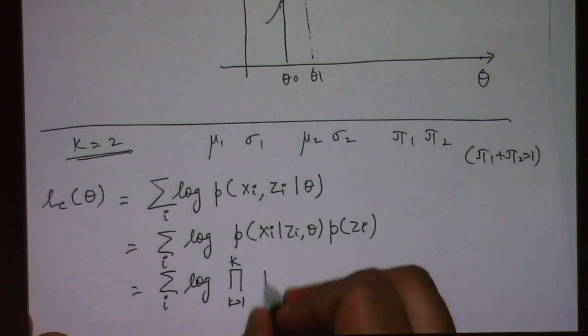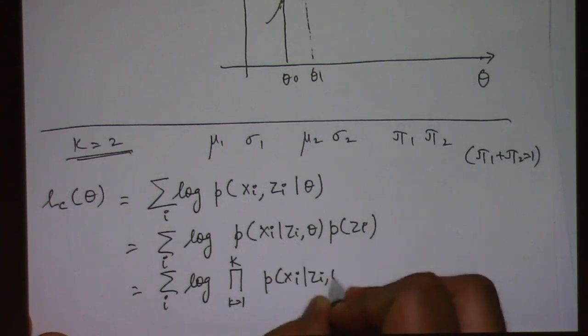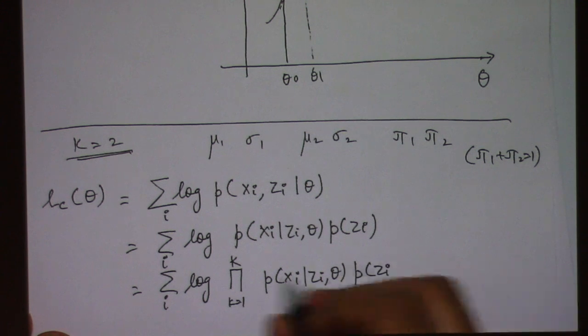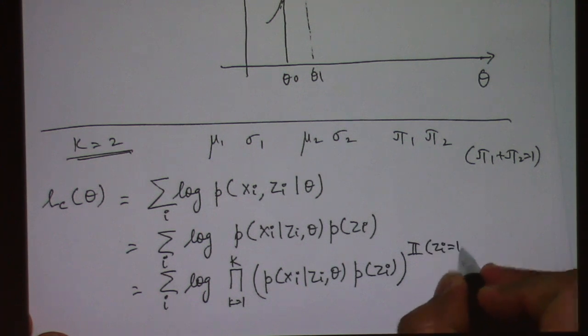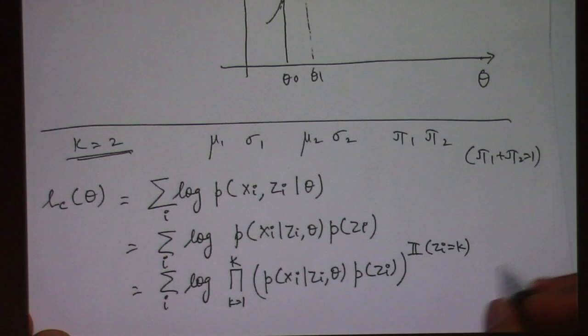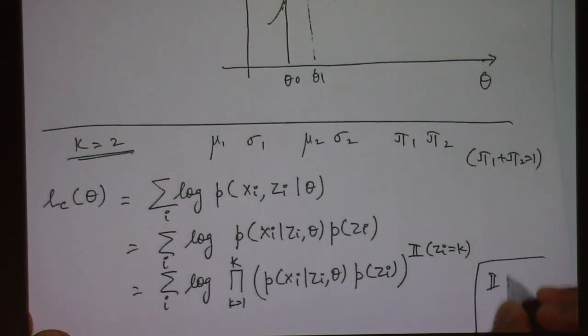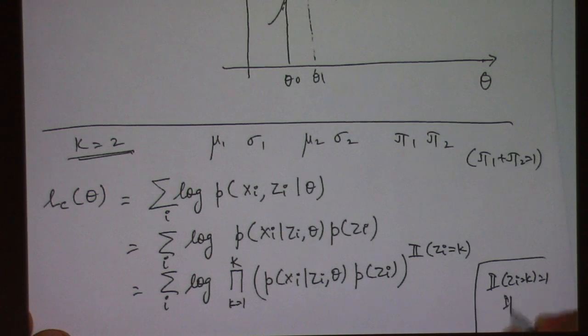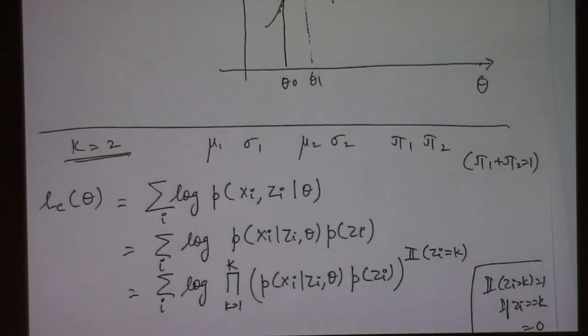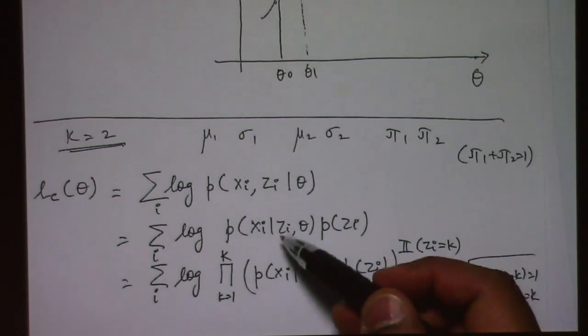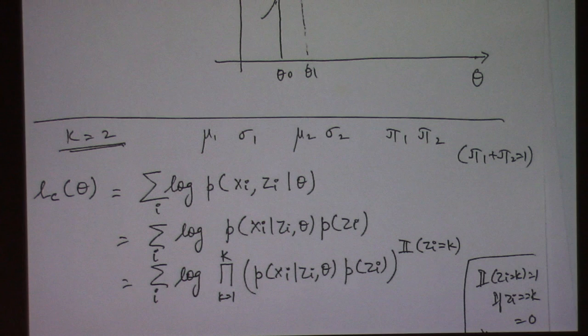The first thing I'm going to do is rewrite the quantity inside the log in a different way. It's written as a product over all mixture components k of p(xi | zi, theta) times p(zi) raised to the power of the indicator function zi equal to k. This indicator function is 1 if zi is equal to k, and 0 if zi is not equal to k. So this is just a different way of writing the same thing. There's no magic happening here. Please convince yourself that this is indeed true.